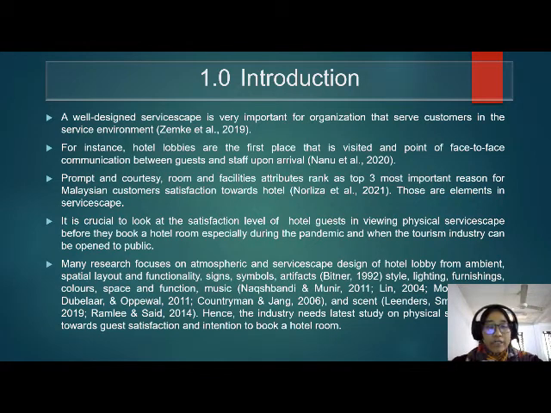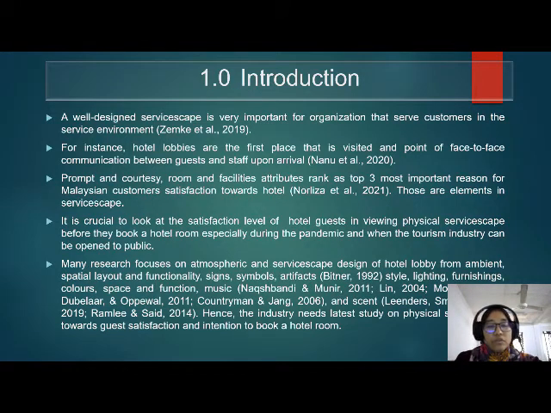For instance, hotel lobbies are the first place that is visited and point of face-to-face communication between guests and staff upon arrival. This is from Nanu et al. 2020. Norliza et al. 2021 highlighted prompt and courtesy, room, and also facilities attributes is ranked as the top 3 most important reason for Malaysian customer satisfaction towards hotel. So those are elements in Servicescape. So it looks like Servicescape is very much important towards the customer satisfaction.